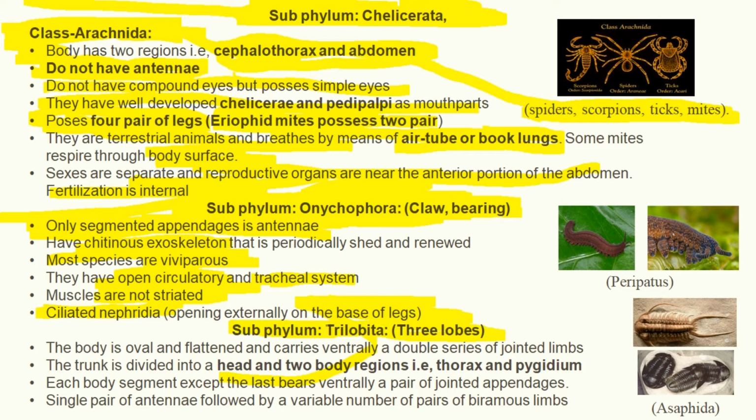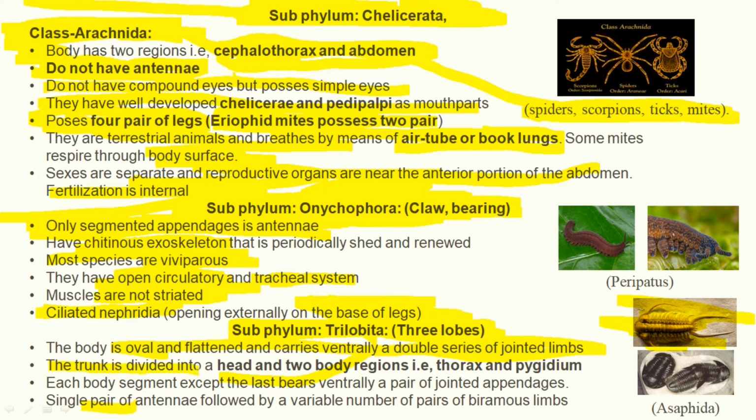Then come to subphylum Trilobita. What is the meaning of Trilobita? Trilobita means they have 3 lobes. 1, 2, 3. 3 lobes will be there. That's why the name is Trilobita. The body is oval, flattened, and carries ventrally a double series of jointed limbs. Okay, jointed limbs will be there on the ventral surface.